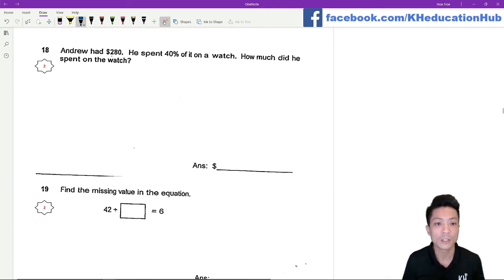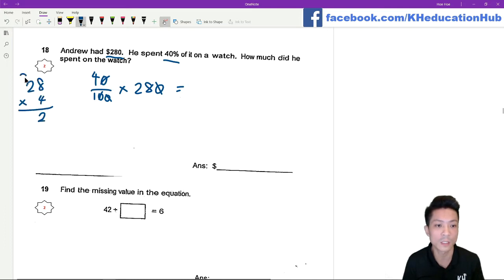Question 18. Andrew had $280. He spent 40% of it on a watch. How much did he spend on the watch? So we want to find what is 40% of $280. We're gonna simplify this, reduce first. It's gonna give me 28 times 4. 28 times 4, I'm gonna do some working, don't want to risk any careless mistake. So it will be $112.